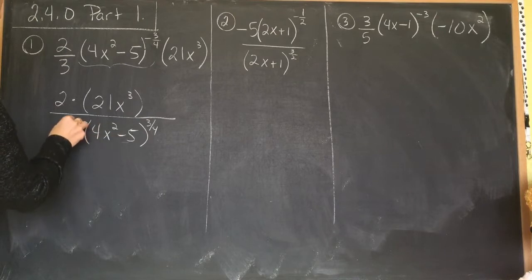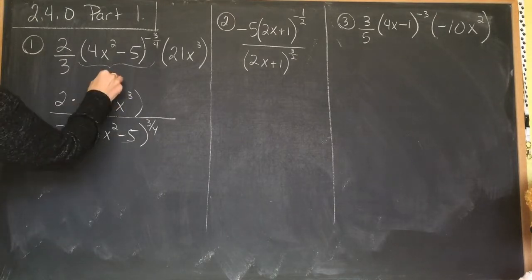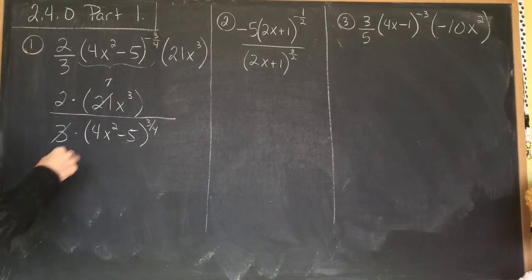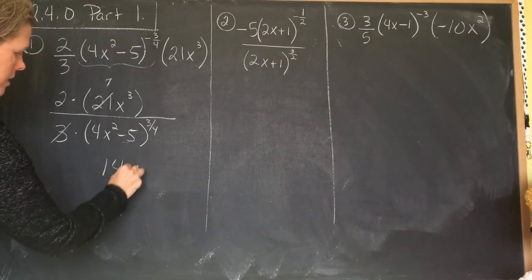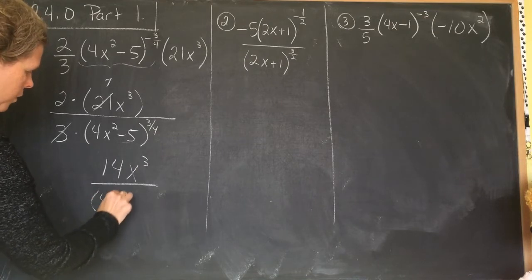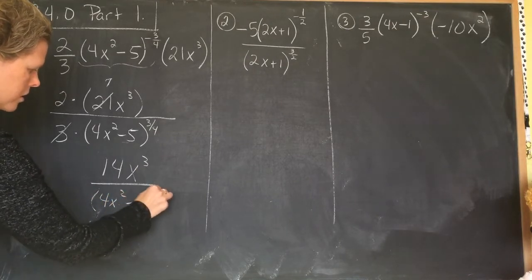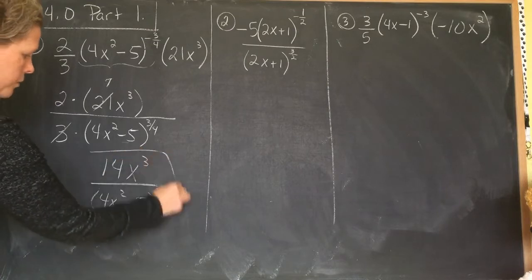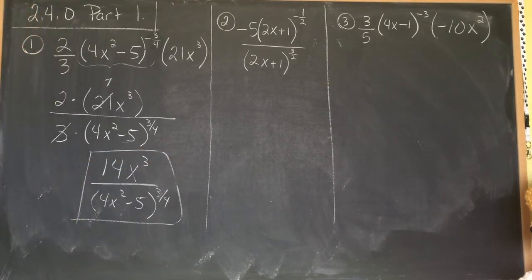Well, I could say 3 goes into 21 7 times. So that answer then is going to end up being 14x to the third, and on the bottom is 4x squared minus 5 to the 3/4. And then you can just leave it like that.